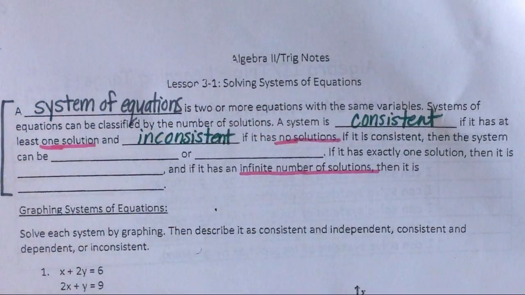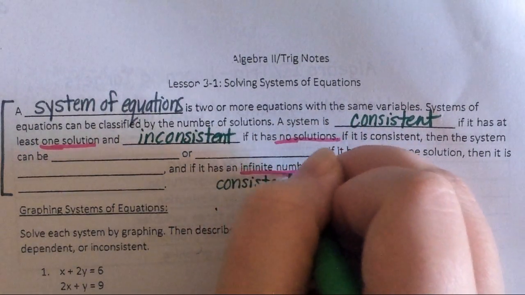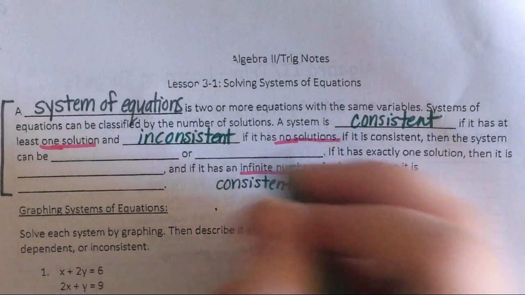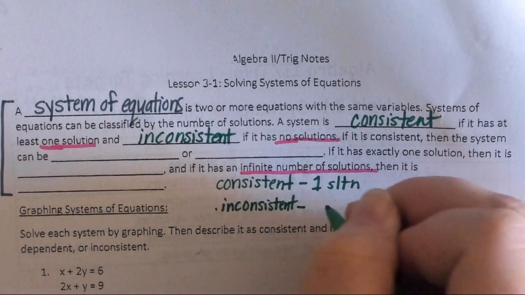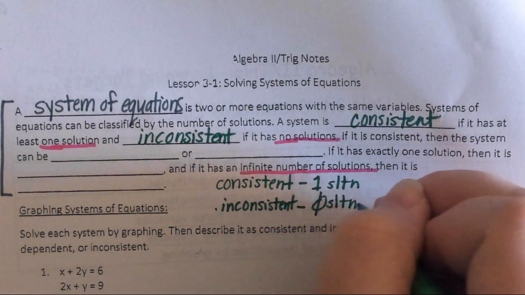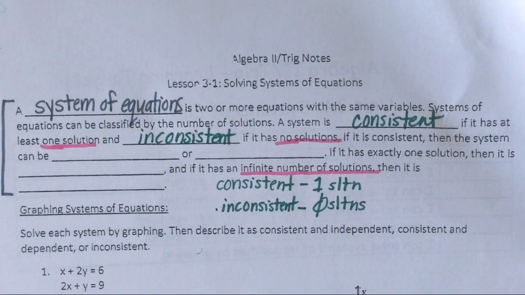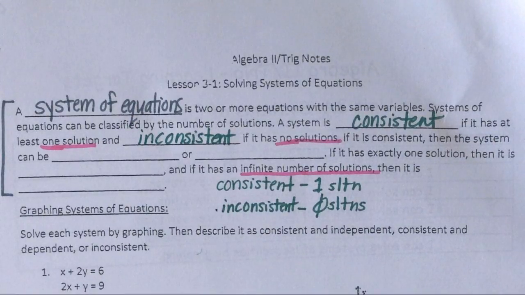So I'm going to make myself a little list because, no offense, paragraphs just don't really do anything for me. Consistent is what we say if we have one solution. I don't spell out the word solution either. And then inconsistent is when we have no solutions. So I'm going to put 0 with a line through it so everyone knows it's 0. No solutions. Okay, so those are our first two vocab terms, consistent, inconsistent. One solution, no solutions.